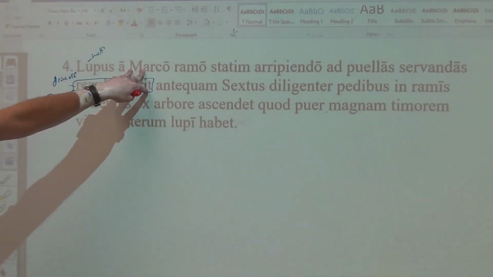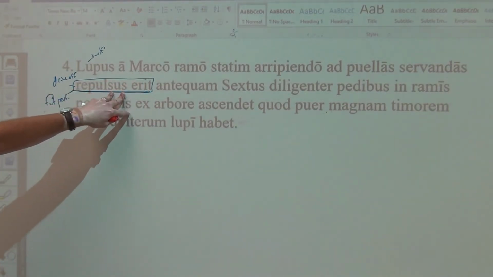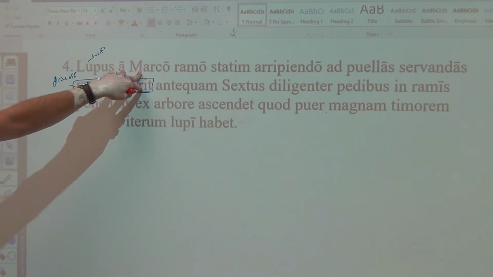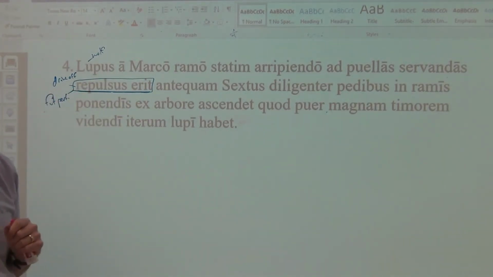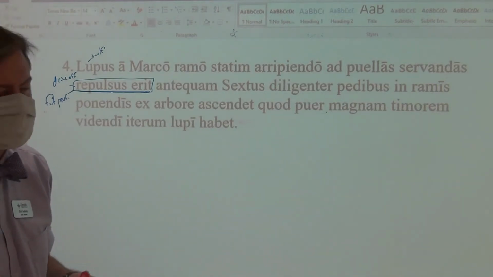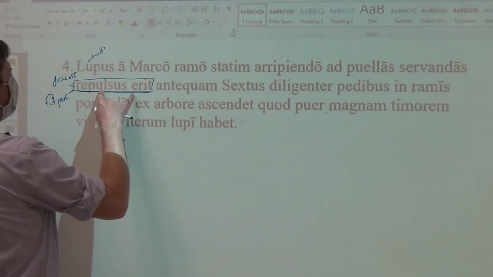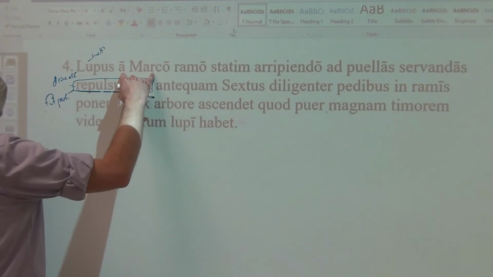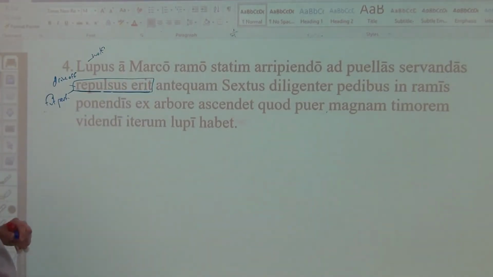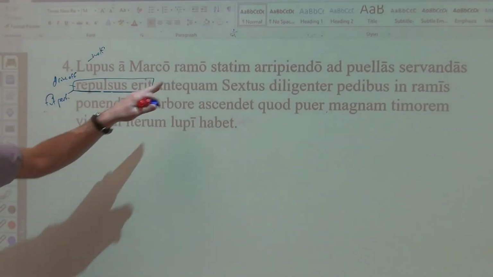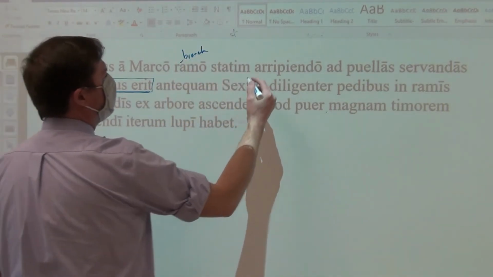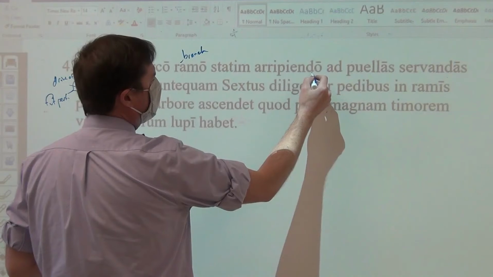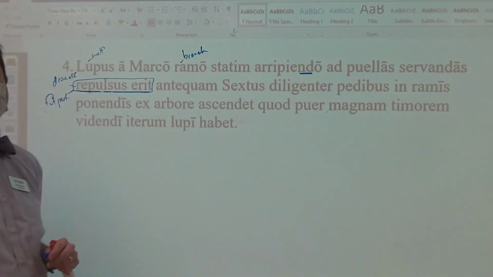And here again we see, when it is a passive verb, the ablative of personal agent. Dinner was burned last night by Mr. Adams. Lupus repulsus erit a Marco. Now, ramo is of course a branch. Statim means immediately. And arripiendo, which comes from arripio, arripere, which means to grab.